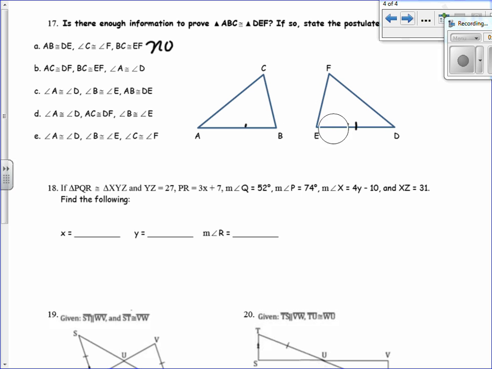I just said C. I meant to do B. I mixed A and B and C together. Okay, AC congruent to DF, BC congruent to EF, and then angle A congruent to angle D. So that's angle side again.